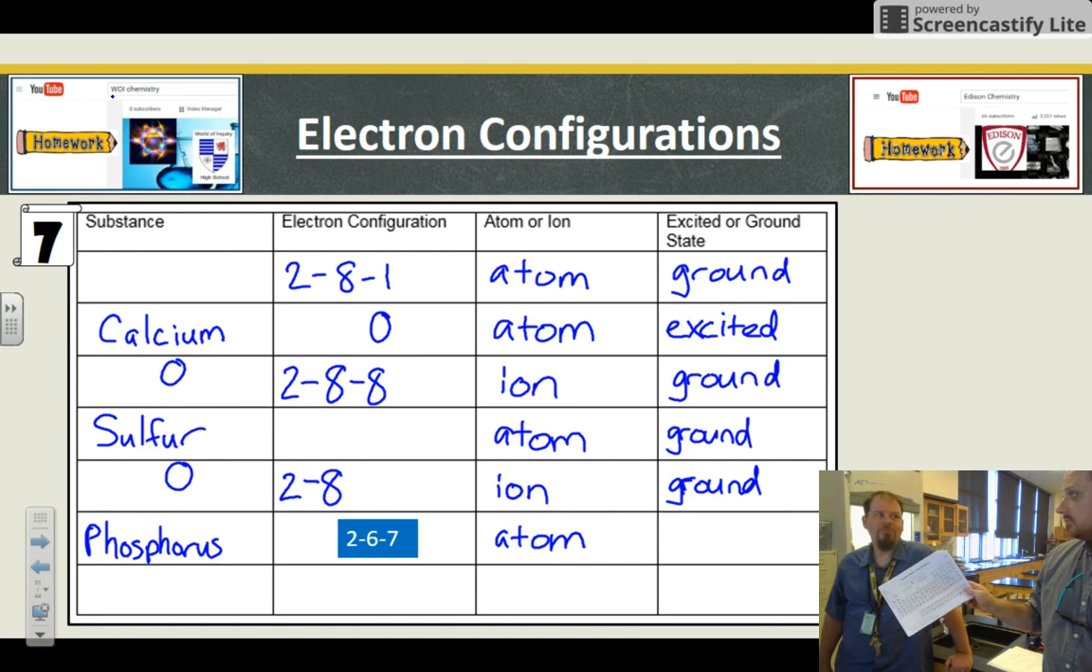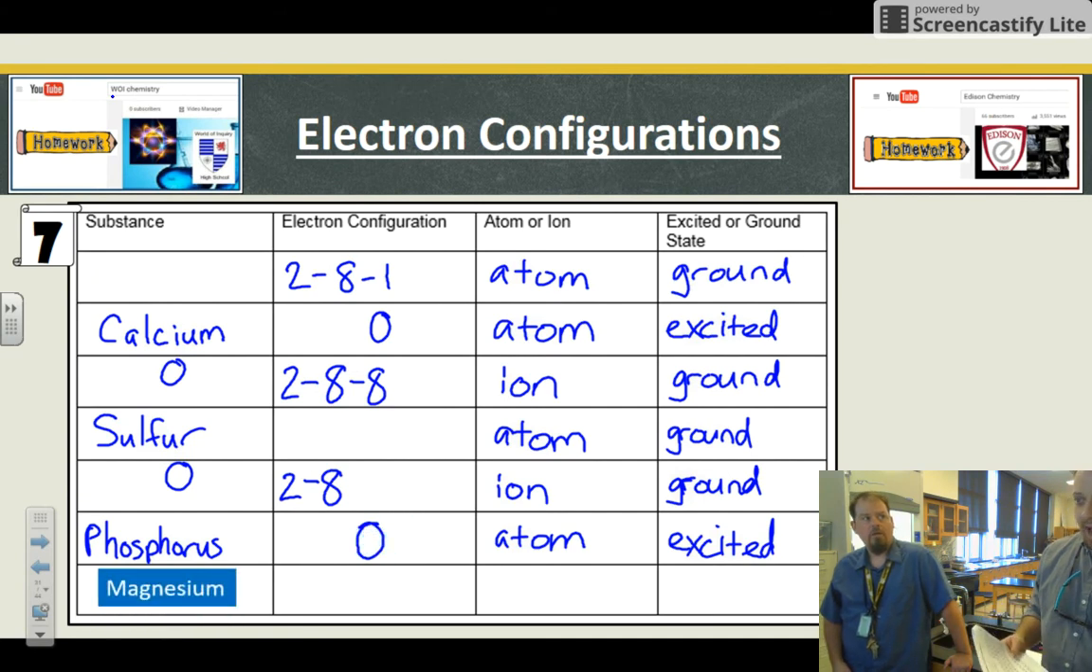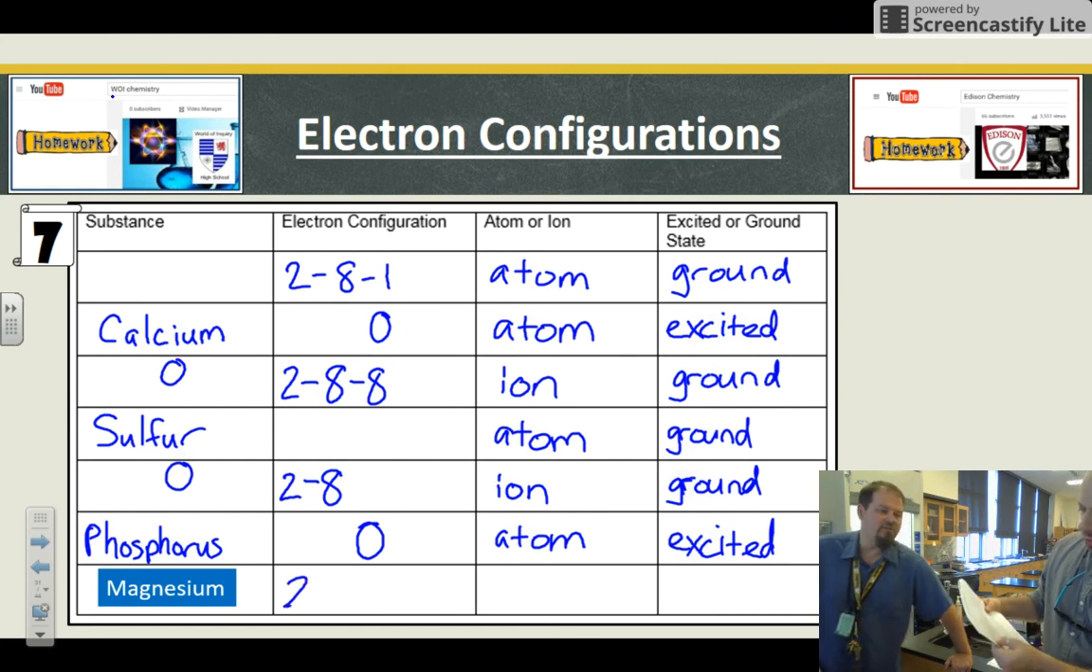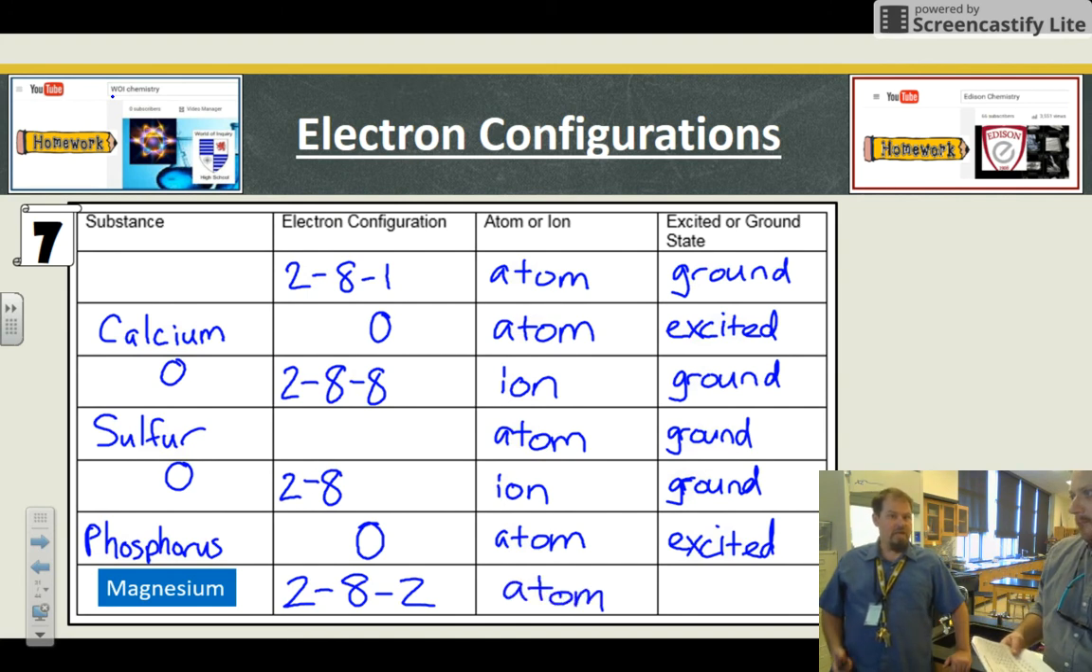Excited or ground? That number they're circling should be an 8. It's a 6. So in this case, 2 electrons moved up, which is excited. It is possible. You give it enough energy, it could happen. Magnesium. Yep, Mg, magnesium. What is my electron configuration? 2-8-2. I have no charges, so I'm not going to add or take anything away. So it's an atom, and the filling order is normal. So it is a ground state electron configuration.